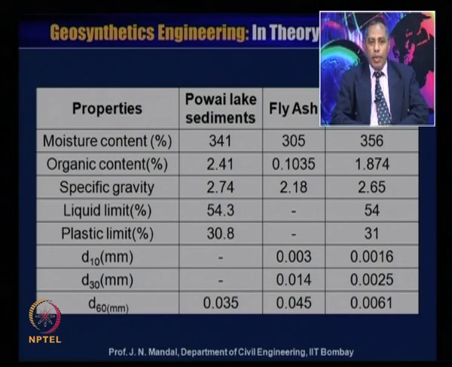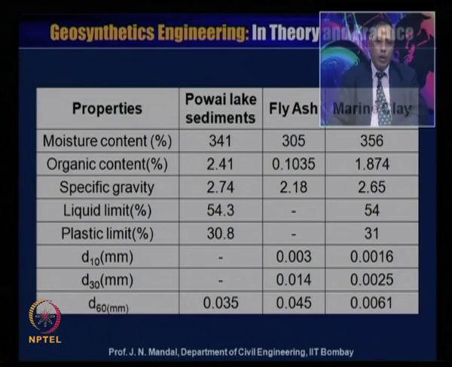D10, D30 and D60 from the grain size distribution curve, I will show you later. D10 for fly ash is 0.003 and marine clay 0.0016 millimeter. D30 for fly ash is 0.014 millimeter and marine clay 0.0025 millimeter. D60 for fly ash is 0.045 millimeter and marine clay 0.0061 millimeter.